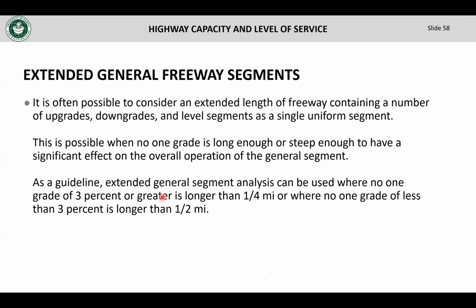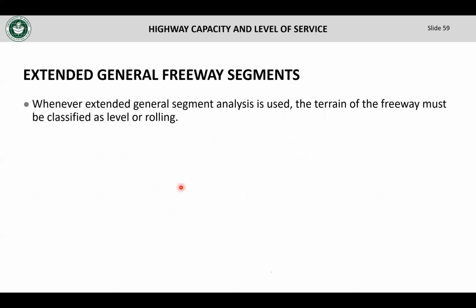As a guideline, this procedure for extended general freeway segments can be used where no one grade of 3% or greater is longer than 1/4 of a mile. That's pretty short, right? You may have a relatively high grade, but it can't be more than 1/4 of a mile. And no one grade of less than 3% can be longer than half a mile. So even smaller grades have to be relatively short. The road may be going up and down, but very mildly. That's what that says. Otherwise, you have to use a specific grade analysis.